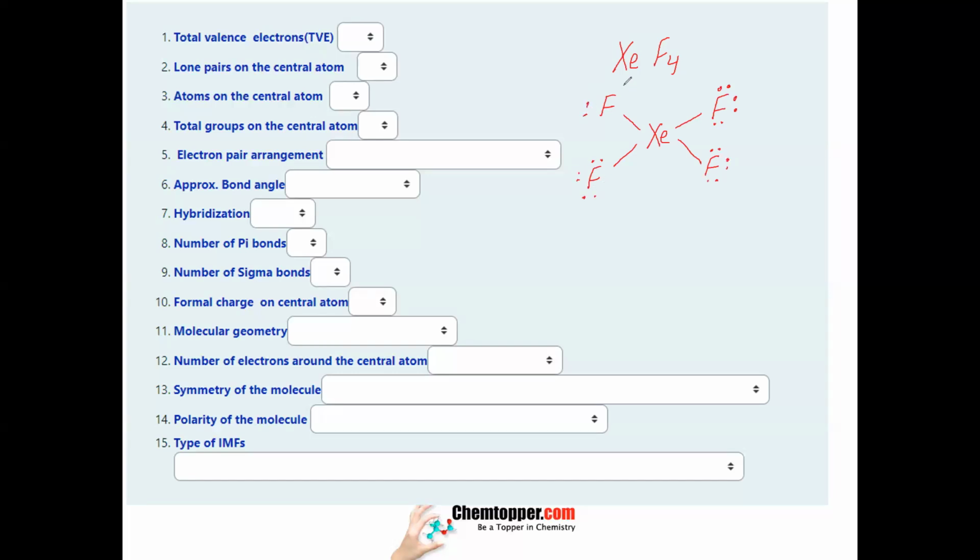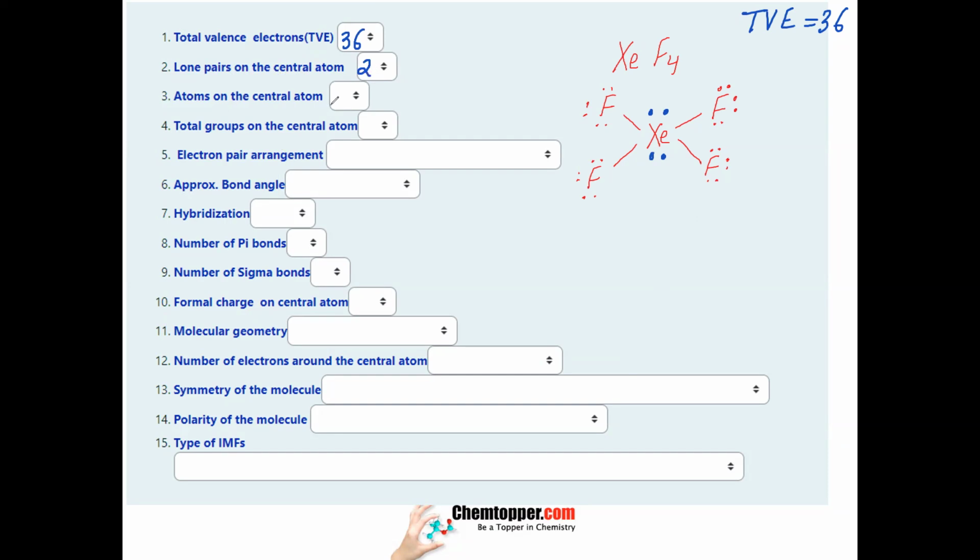How many total valence electrons? Very good, Veer. Veer is right? Yeah, good. 36. How many are used? How many are left? Where they will go? Two lone pairs on the axis. Okay, we have done. Now, total valence electrons, you are going to place here 36. Lone pairs on the central atom, you are going to place here 2.